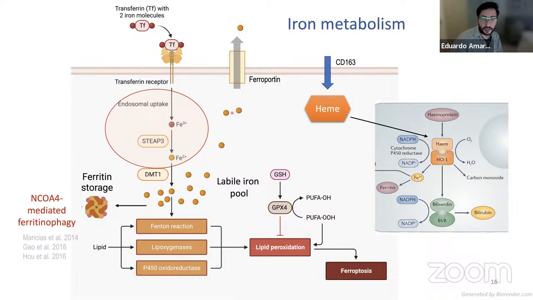So iron can be exported to the extracellular milieu through ferroportin, but in some conditions of stress, we have the inhibition of ferroportin. So this is going to help the accumulation of iron intracellularly. Another way to have iron is through heme degradation, and this will be catalyzed by an enzyme called heme oxygenase 1. So heme oxygenase in this case, through the degradation of heme, will release three byproducts, as we can see here: carbon monoxide, bilirubin, and iron. So those are the ways that cells can get more iron intracellularly.